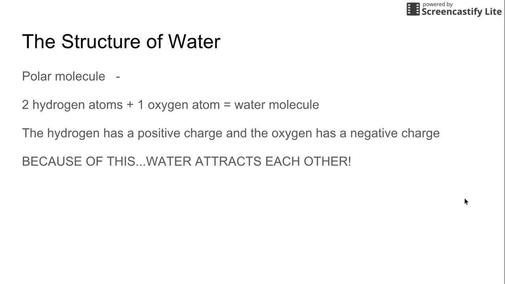The structure of water is that it is a polar molecule, meaning 2 hydrogen atoms and 1 oxygen atom will combine to equal 1 water molecule. The hydrogen has a positive charge and the oxygen has a negative charge. Because of this, water molecules attract each other.